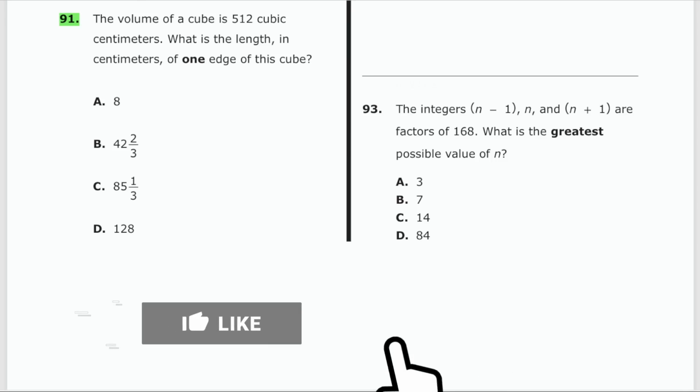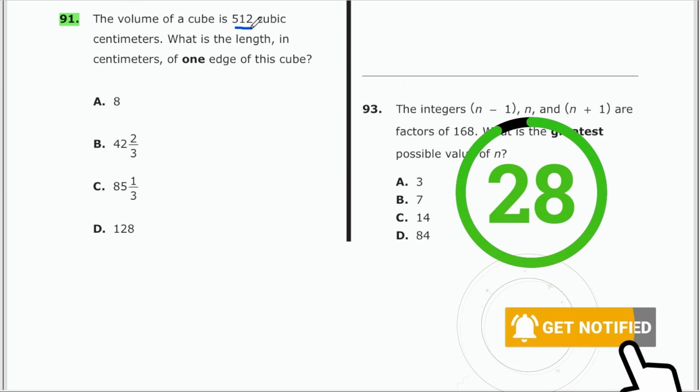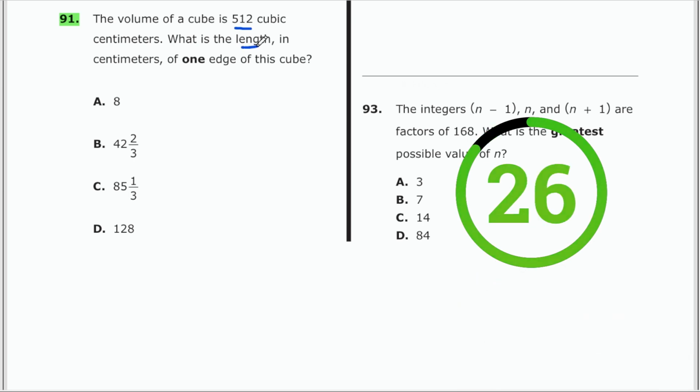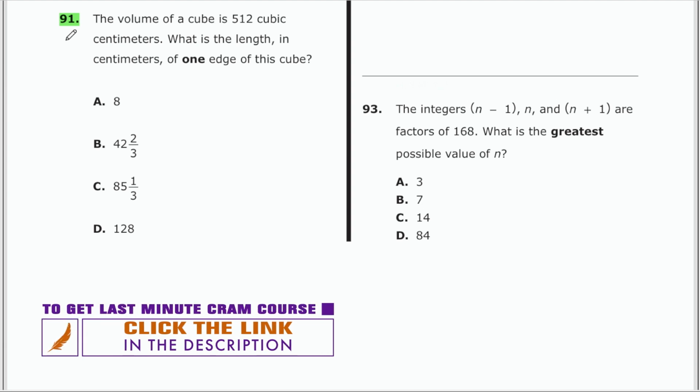So how can you do this problem in 30 seconds or less? The volume of a cube is 512 cubic centimeters. What's the length in centimeters of one edge of this cube? And the answer is A. How was I able to do this problem so fast?